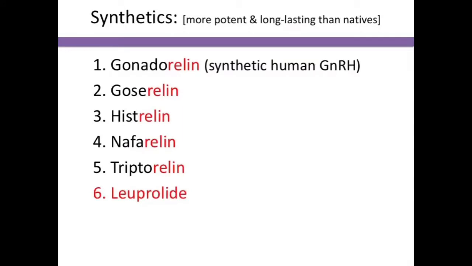What are the synthetic forms of GnRH? The synthetic forms have a more potent and long-lasting effect compared to the native GnRH. So you have gonadorelin, which is a synthetic human GnRH. You have goserelin, histrelin, nafarelin, triptorelin, and leuprolide. So you can see the pattern here.